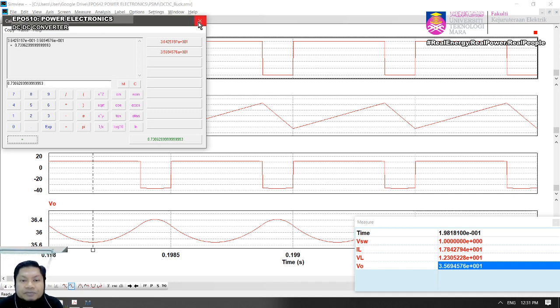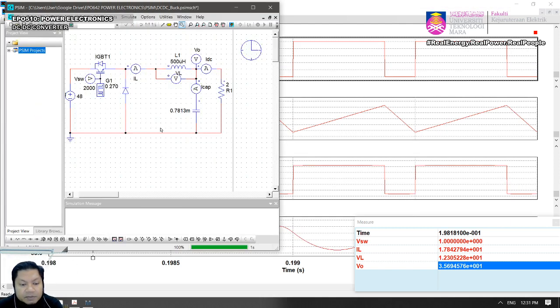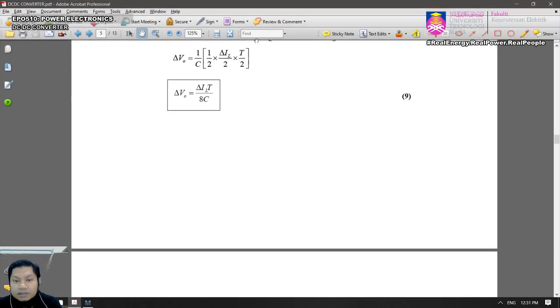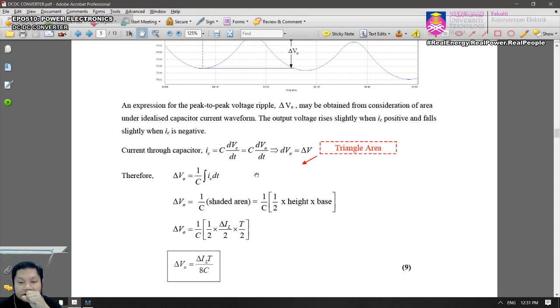Okay, so which means by using all the equations here you can actually properly design your circuit, right? You can properly design your circuit. So again, please download the final exam questions, right? There are a lot of questions on the DC-DC converters, so please do it. Inshallah we can discuss that, right?